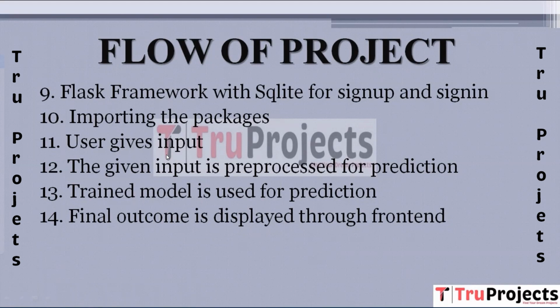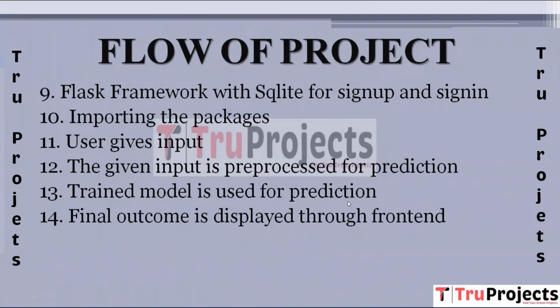Then we have user gives input. In the web application, users can provide their input or data relevant to anemia prediction tasks. Next here we have the given input is pre-processed for prediction. The user provided input is pre-processed and prepared for prediction by applying the same data processing steps used for the original data. Then we have trained model is used for prediction.